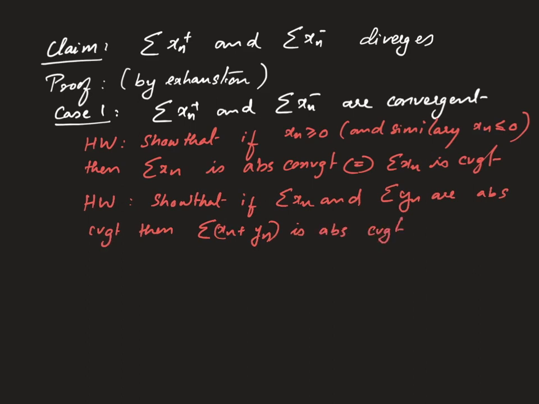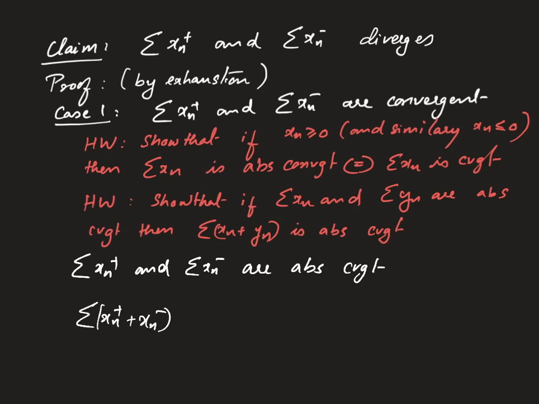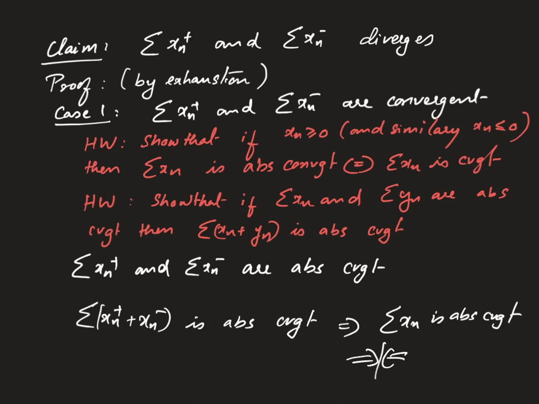So let's go through it again. Homework 1 implies that x_n^+ and x_n^- are absolutely convergent. And this fact along with homework 2 implies that x_n^+ plus x_n^- is absolutely convergent. It implies that x_n is absolutely convergent, which contradicts the assumption that series x_n is conditionally convergent. So case 1 is impossible.